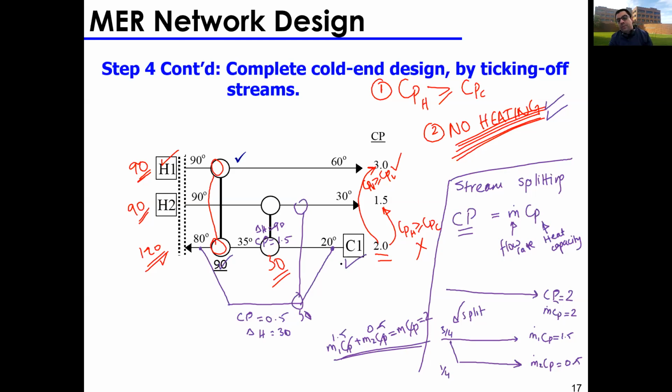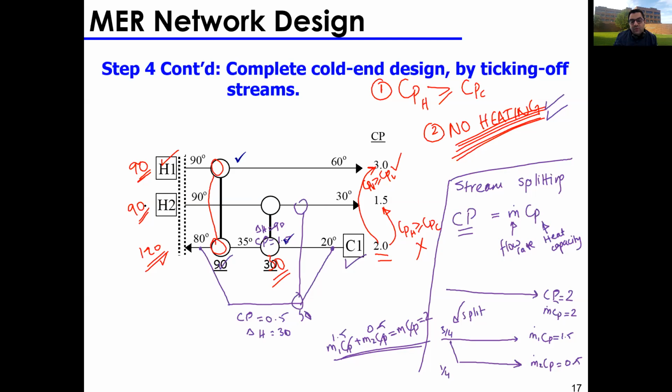Okay, so this is what we did. This is what the slide implies. So if you're reading it, just don't get confused. There is no violation. 30, okay, nice. So this is done. I satisfied all my cold streams. And then I can add some cooling below the pinch. And I determine the cooling requirement remaining for my hot stream by 90 minus 30, this is 60.